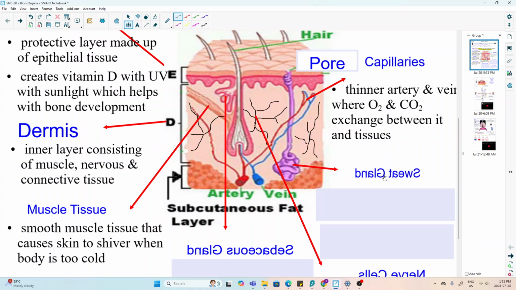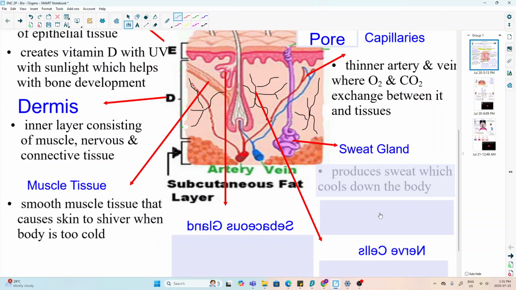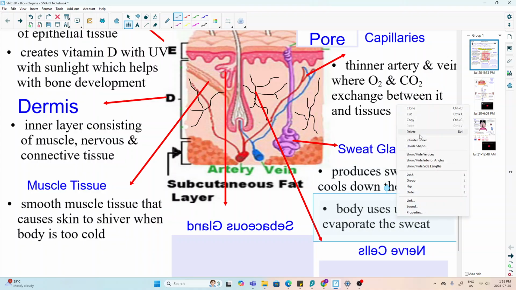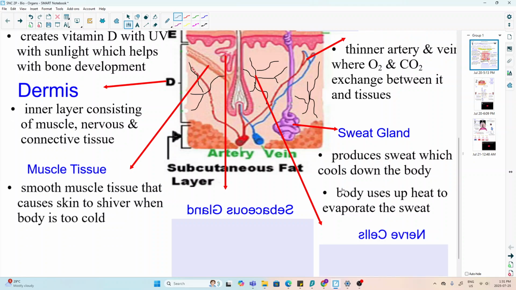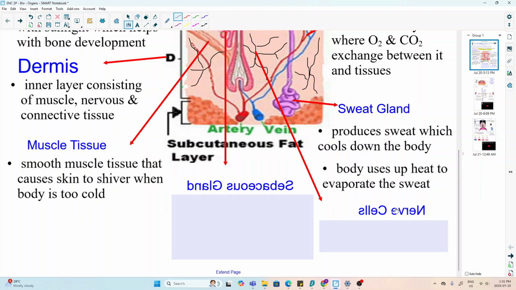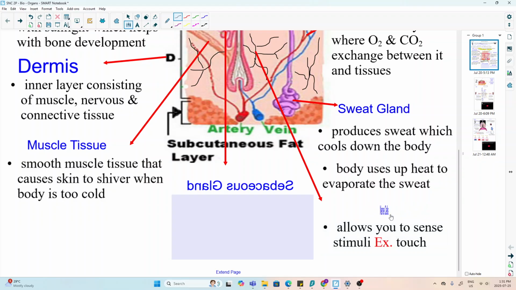This is a sweat gland, this purple one here, and the whole point of the sweat gland is to cool your body down when it gets too hot. So you have muscle tissue that causes you to shiver when you get too cold, and then you have sweat glands that prevent your body from getting too hot. It uses up the heat of your body to evaporate the sweat. That's how it works. These black lines right here are nerve cells, and the whole point of nerve cells is to allow you to feel touch, or senses.